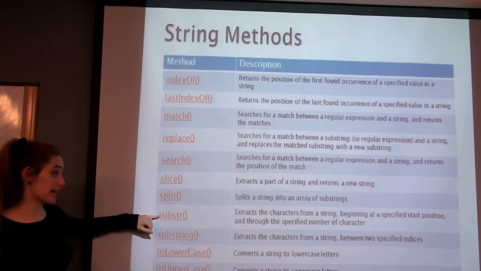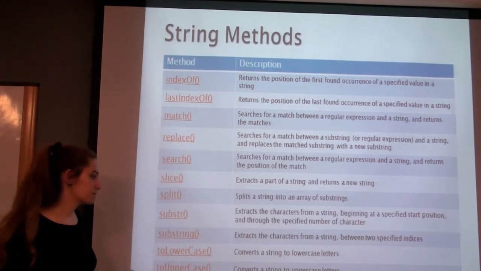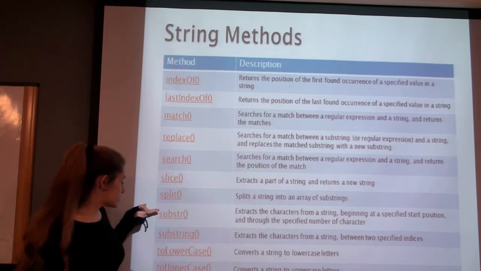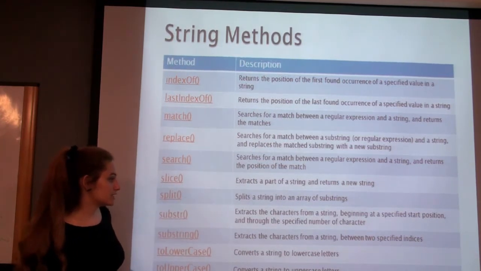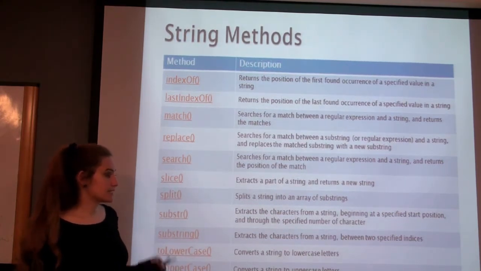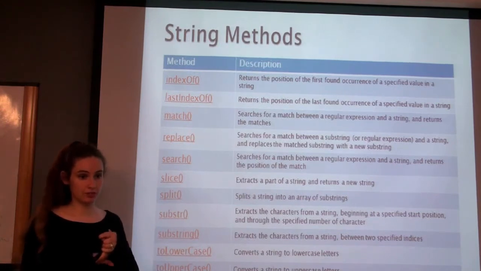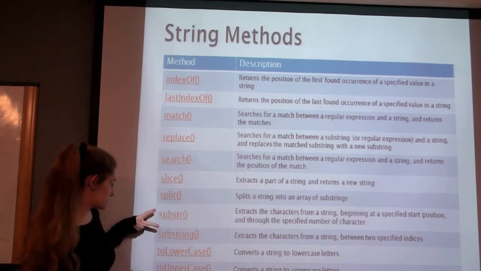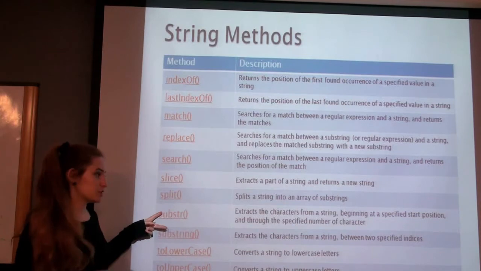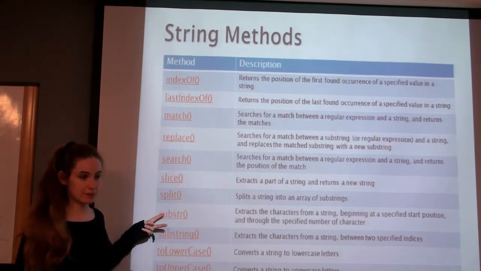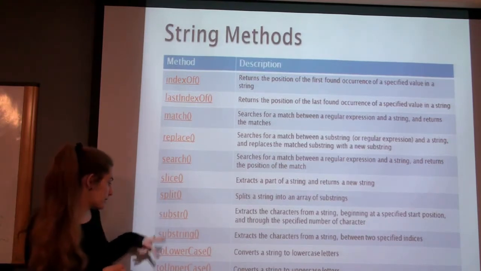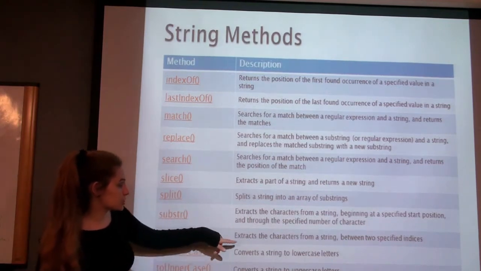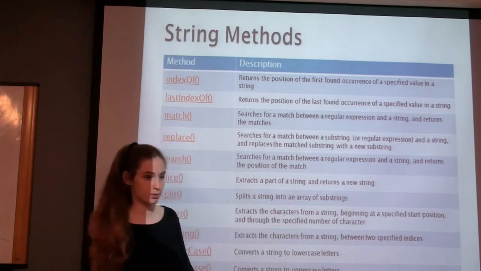Substring will extract the characters from the string. Substr, I should say, takes in a starting position and the number of characters. So I always get these two confused. That's why I have to keep reading over it. So the starting position and number of characters. Like for example, I want to start at position 1 and extract 3 characters, right? So a 3-letter word. Versus substring is actually you tell it where to start and where to stop.